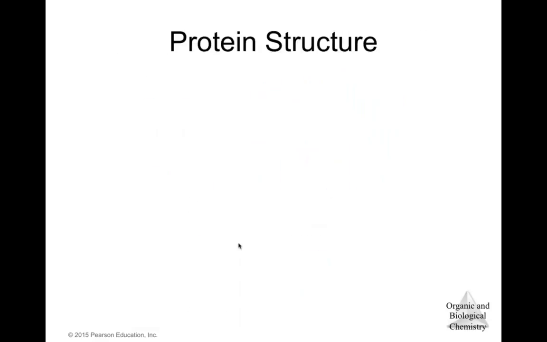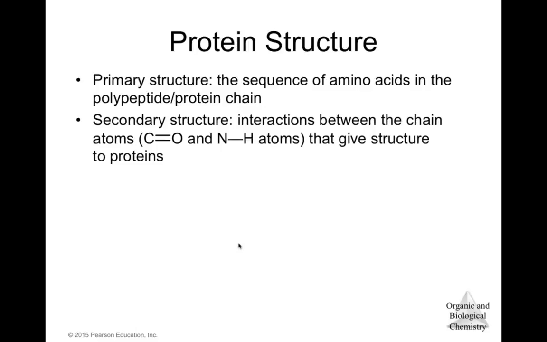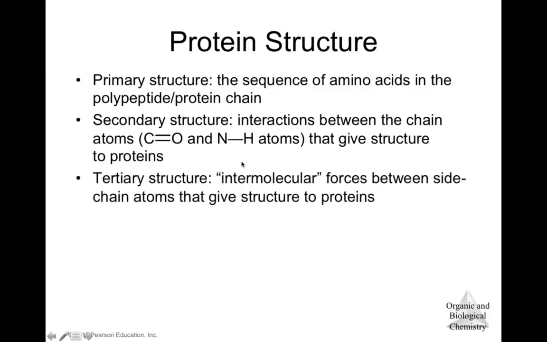So let's talk about the protein structures. The primary structure is the sequence of amino acids in the polypeptide protein chain. So that combination of amino acids is known as the primary structure. The secondary structure is the interaction between the chain atoms using the carbonyl and the NH atoms to produce basically a hydrogen bond, and we have lone pairs here that give structure to the protein. That's the secondary structure. The tertiary structure is the intermolecular forces between side chain atoms that give structure to proteins.